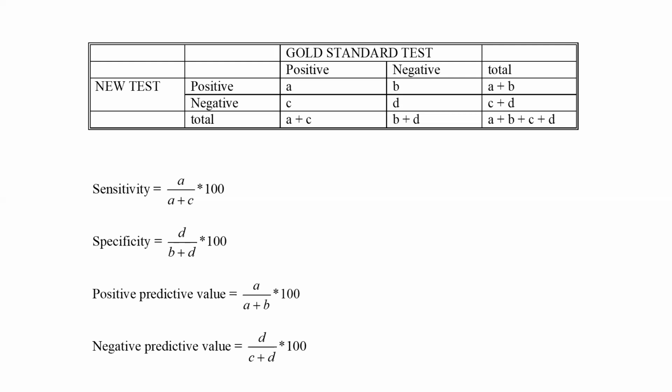It's like that when the prevalence is low, the positive predictive value also reduces.